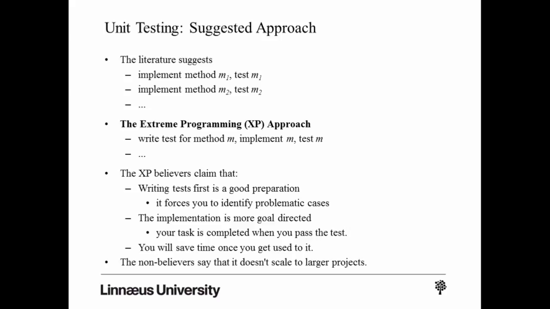As I said in the beginning, one of the suggested approaches is that whenever you have implemented a method, you should test that method. If you write a method M1, you should define a test for that method, and then you continue on like that. But on the other hand, we already talked about the extreme programming approach, where you should write a test method first and then implement the method. There are both strong and negative points about this approach.